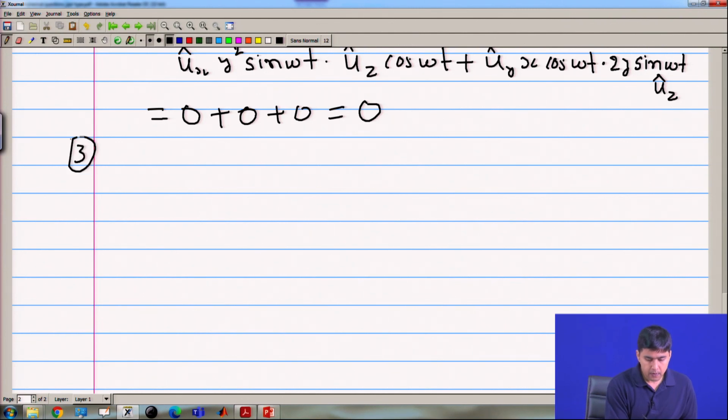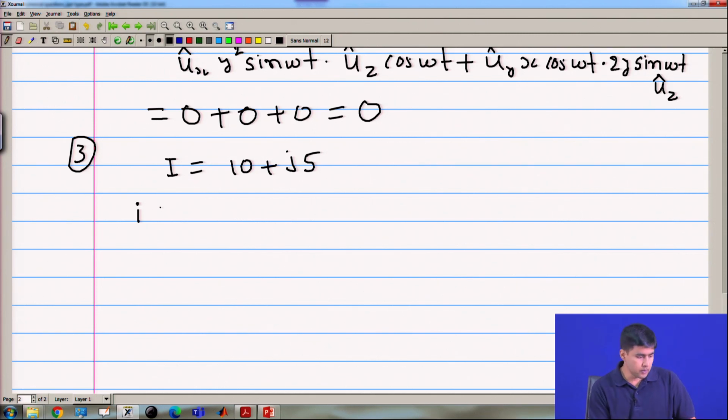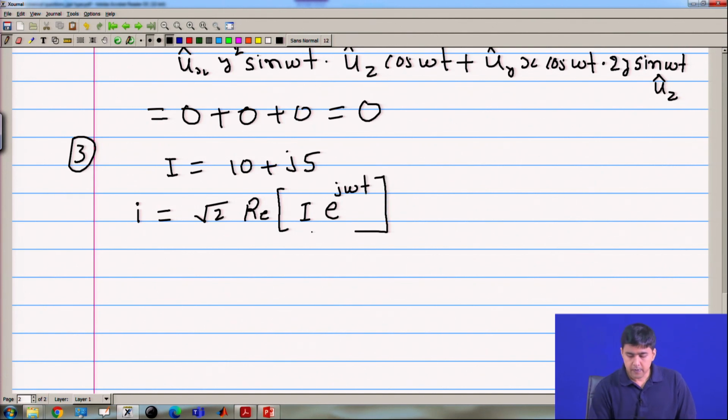So, we can do the third problem. Third is I equal to 10 plus j5. To find the instantaneous quantity for this case, we can write i equal to, this is for the complex and we are writing a small i for the instantaneous, i equal to root 2 real part of I e to the power j omega t will give the instantaneous quantity for 10 plus j5.